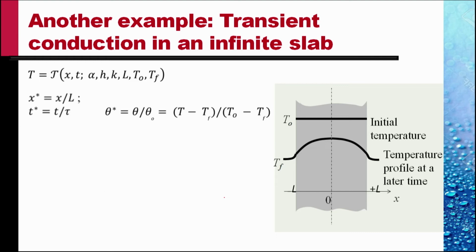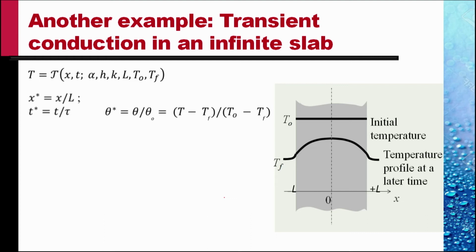So let's not talk of temperature. Let's introduce theta, the temperature difference from a reference. We could choose any reference. Tf, the temperature of the surrounding fluid, is a convenient reference. So we define a temperature difference as T minus Tf, and we normalize it by dividing it by a characteristic temperature difference. Clearly in this problem, T naught minus Tf does characterize the temperature difference.